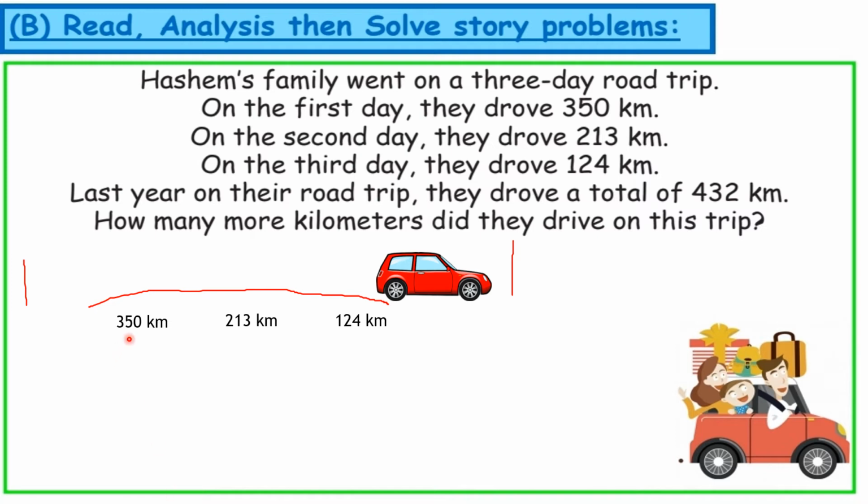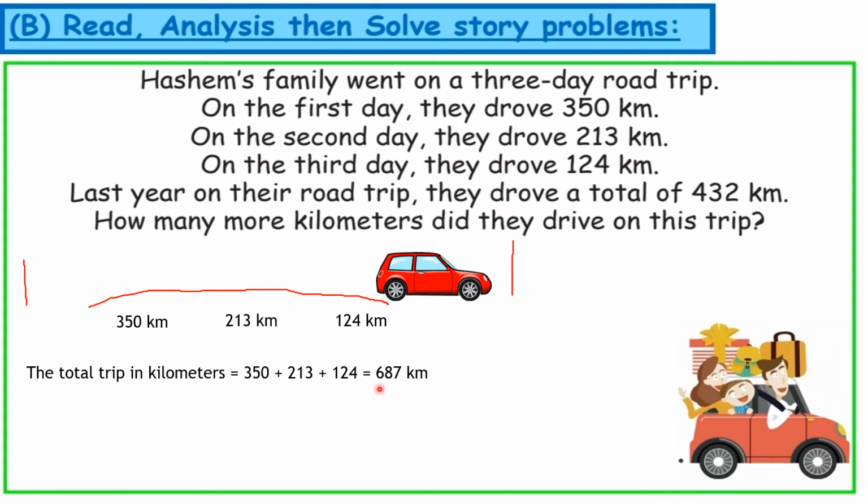I will add 350 plus 213 plus 124. So the total trip in kilograms is 687. All I did is just add the number of kilograms that they moved on the first and second and third day. Okay, he told me here that they drove the last year 432 kilograms.